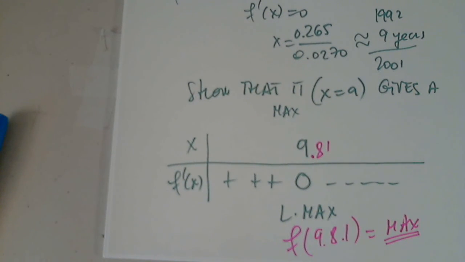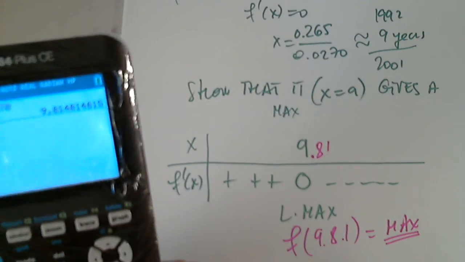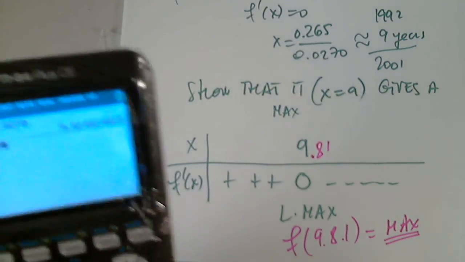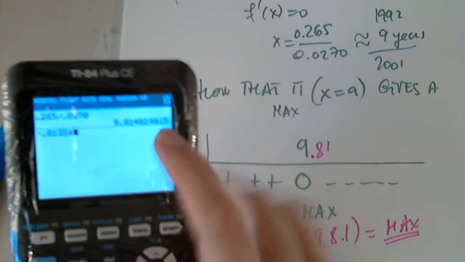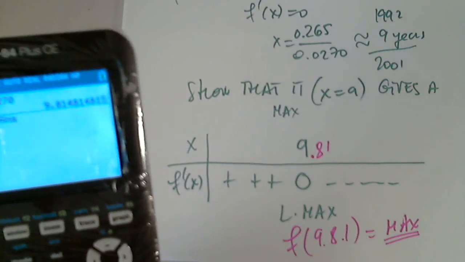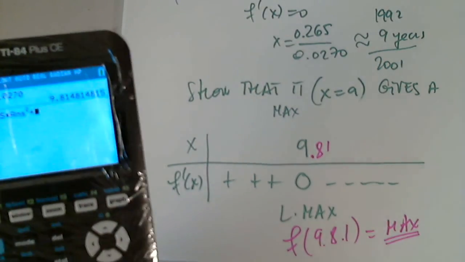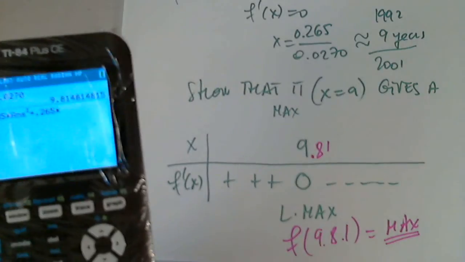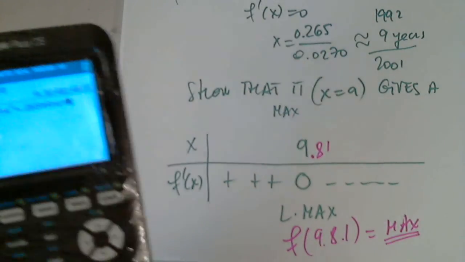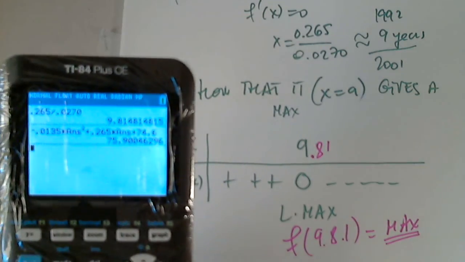And I will put it in the calculator. Since I only want one value, negative 0.0135 multiplied by the previous answer squared, and then plus 0.265 multiplied by the previous answer, and then plus 74.6. And the maximum is 75.9.